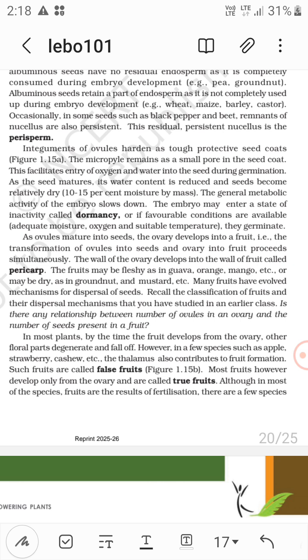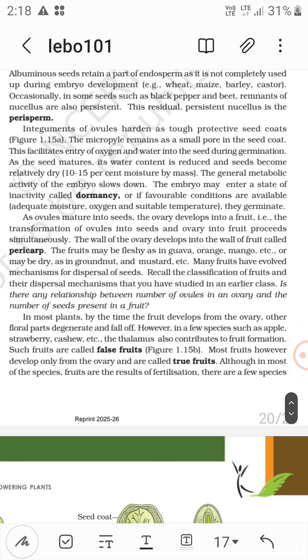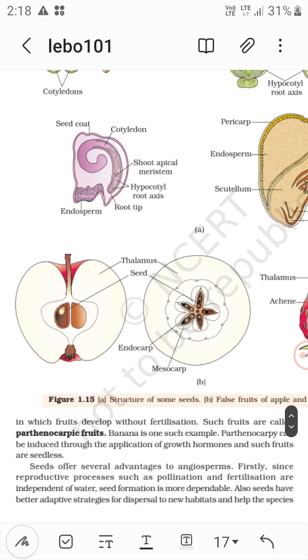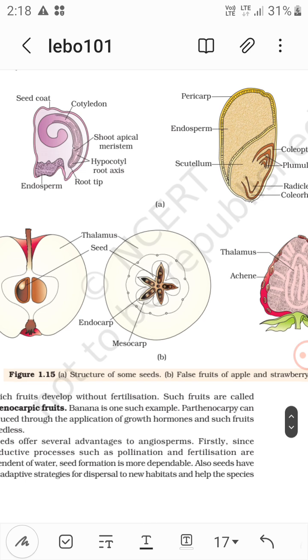Although in most species the fruits are the result of fertilization, there are a few species in which fruits develop without fertilization.